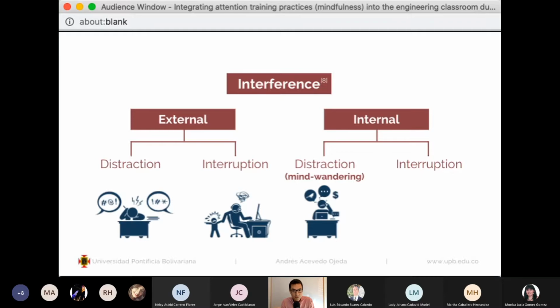Internal interruption refers to what we also know as multitasking, which is that conscious or unconscious attempt to simultaneously do multiple things at the same time. I'm sure this has happened to you. You're in a class or in an important meeting, and then you just decide to check your email or WhatsApp in your phone right in the middle of the call, not realizing that you are essentially losing all the quality of your attention to the actual thing that you do want and need to pay attention. And we do this all the time, and we do this everywhere.